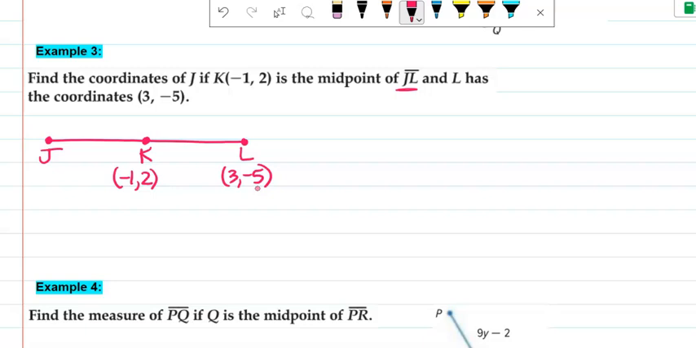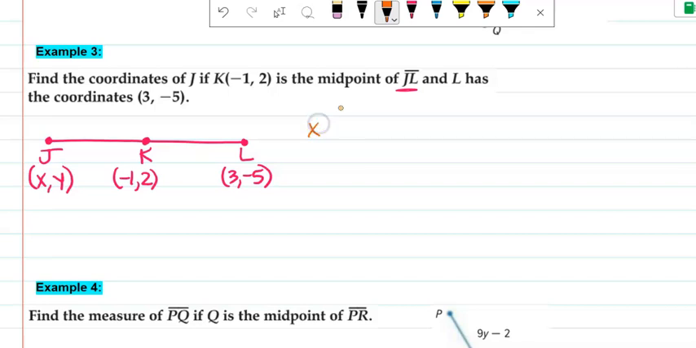So it looks like this time, instead of having the endpoints and finding the midpoint, we're actually missing one of the endpoints. So that creates a predicament for us. So let's say J, instead of just not knowing what it is, it's an unknown, let's just call it X, Y. That way we have something to put there, but it's a variable because we don't know what it is. So in the last video, we took the two endpoints, added them together, and divided by 2. So let's still do that.